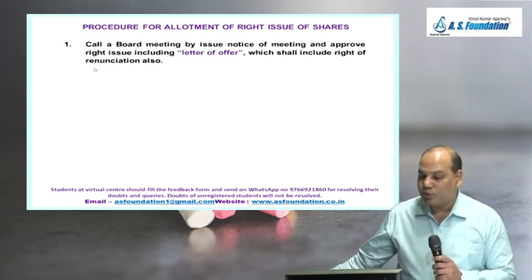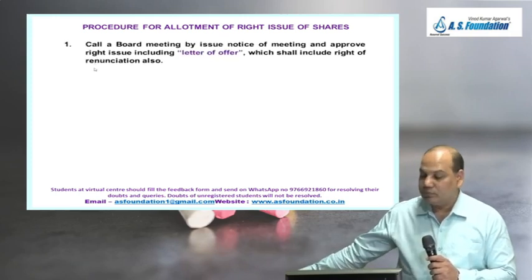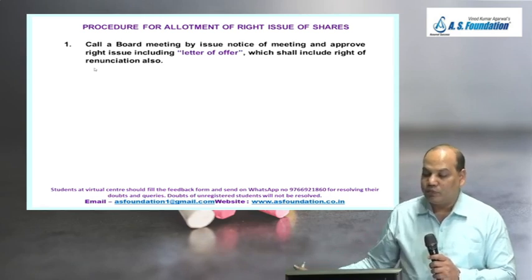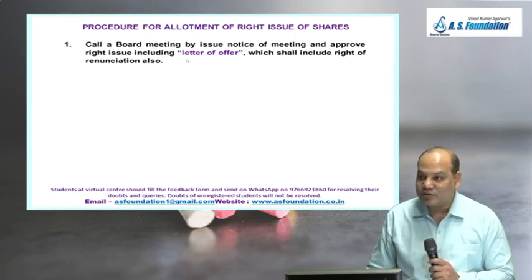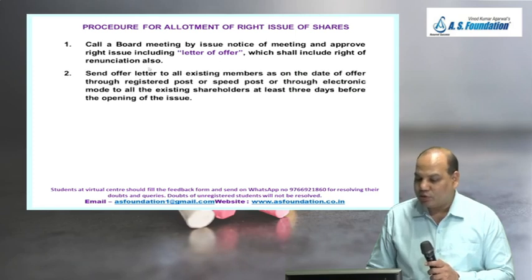First is call a board meeting, by issue of notice of meeting, and approve the right issue, including the letter of offer, which shall include the right of renunciation also. Letter of offer is issued in case of right issue. Prospectus is issued in case of public issue. The right of applying for the share will also include the right of renunciation.